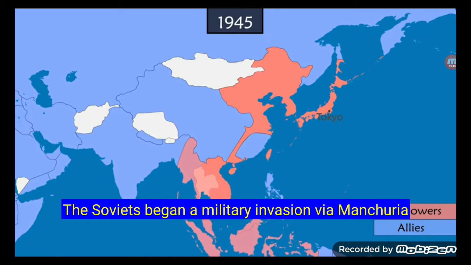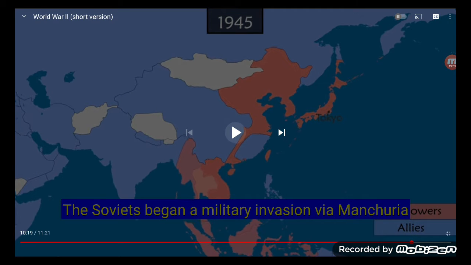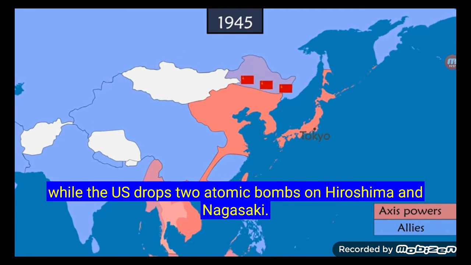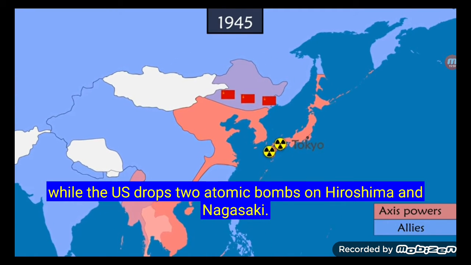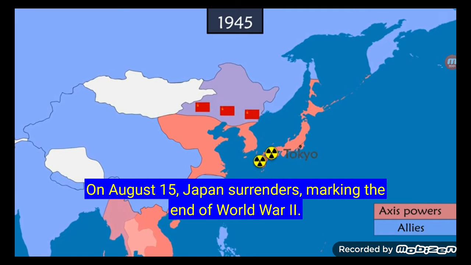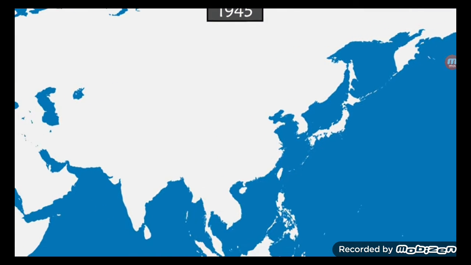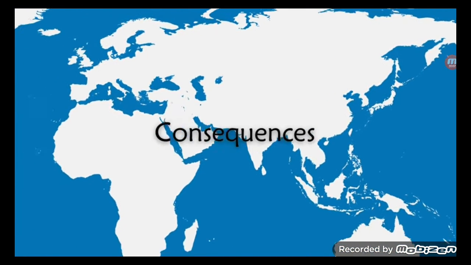If you all bring your forces there, it's going to be impossible to do. A military invasion via Manchuria, while the US drops 2 atomic bombs on Hiroshima and Nagasaki. On August 15, Japan surrenders, marking the end of World War II. The end.